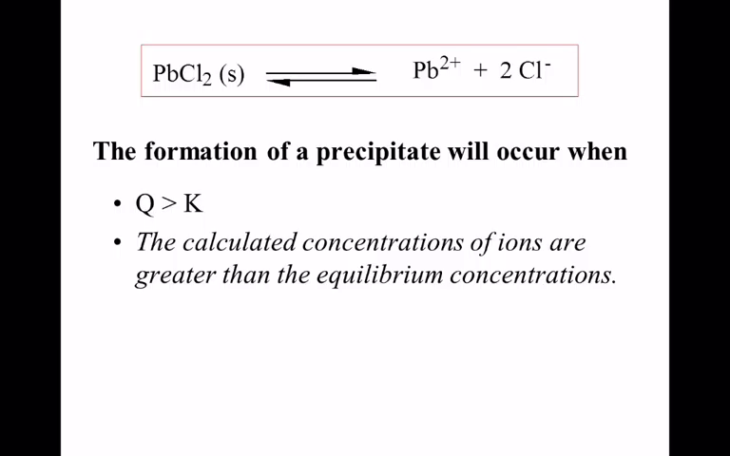So this just restates it. If Q is greater than K, if your snapshot is greater than K, then you have too many products. The products are your dissolved cation and anion, so it's going to have to go back to form reactants, which is your solid stuff.